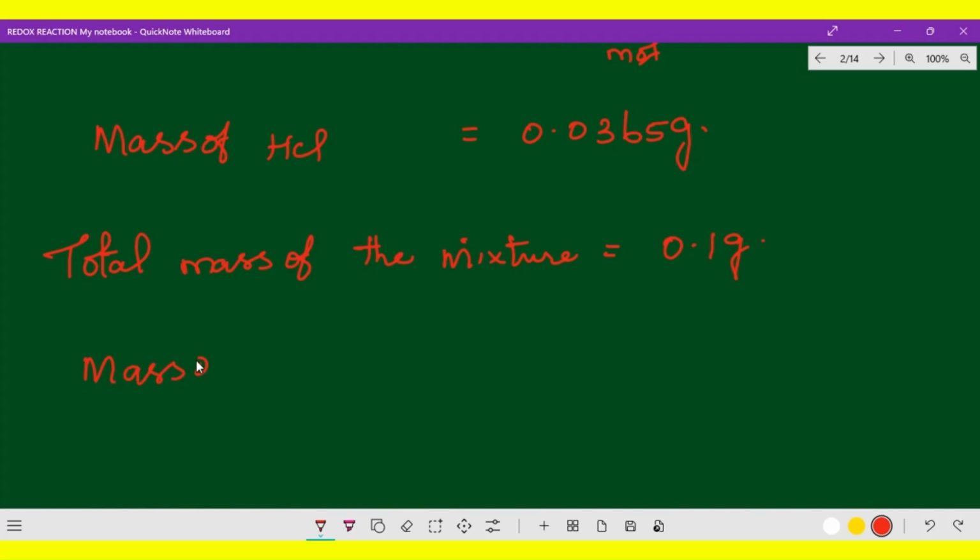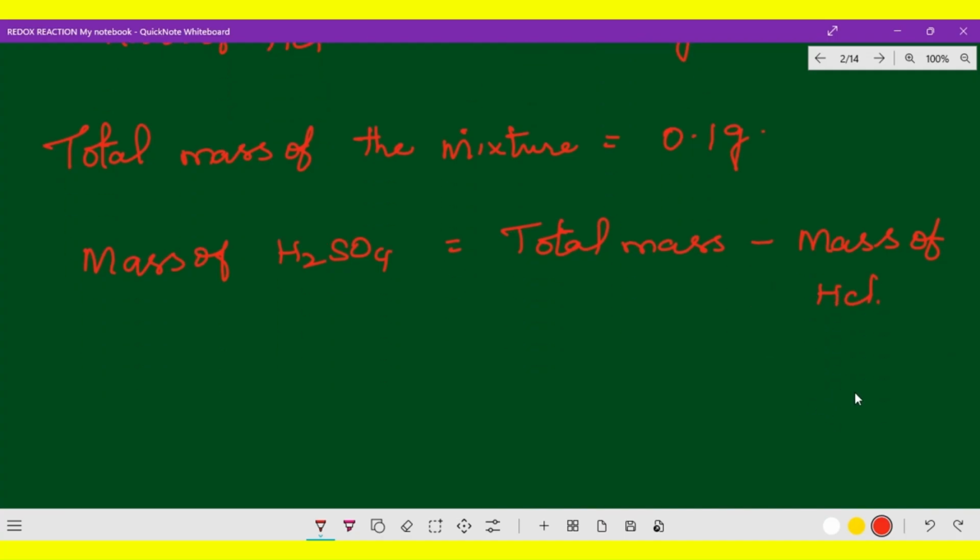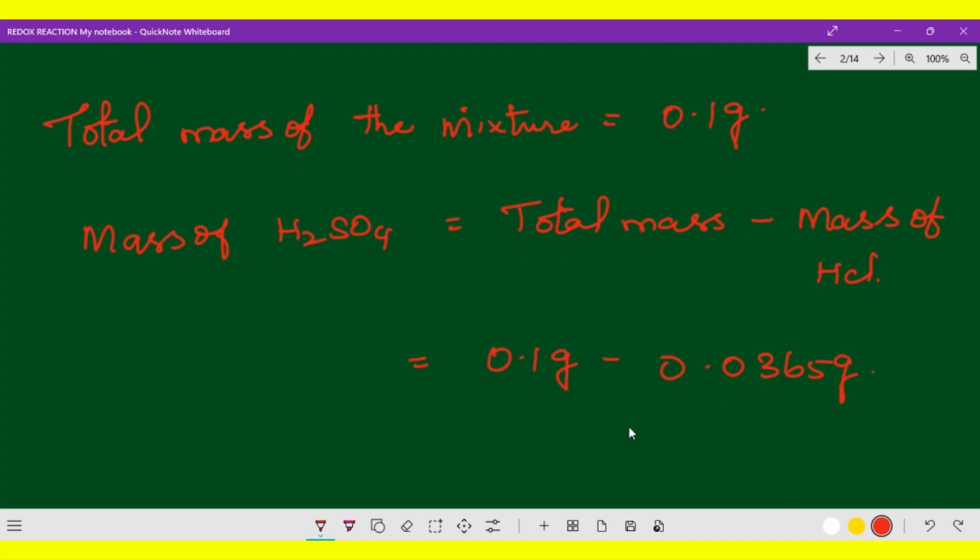So mass of H2SO4 is equal to total mass minus mass of HCl. I hope you got the clarity, because it has mentioned it is a mixture. H2SO4 does not react with AgNO3, so we are leaving that. But even though it is not reacting, it is a mixture they mentioned, so we have to separate that H2SO4 mass, right? So naturally the mass of H2SO4 equals total mass 0.1 gram minus HCl mass, 0.0365 gram.